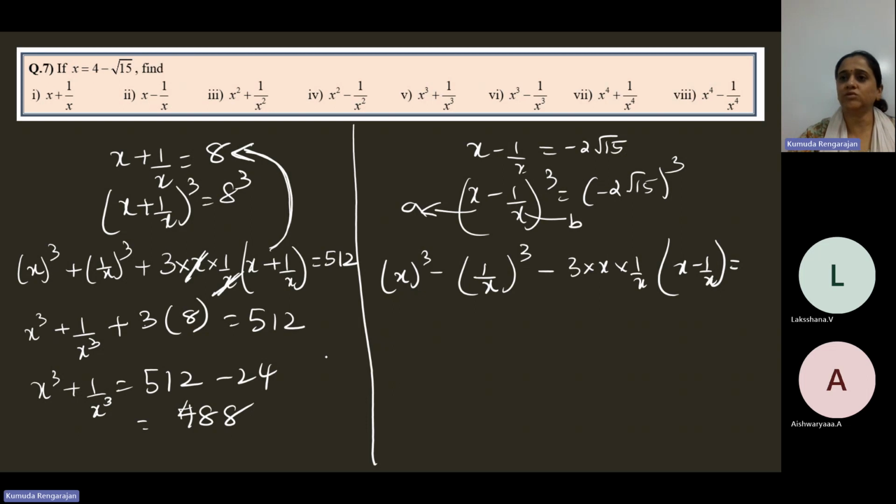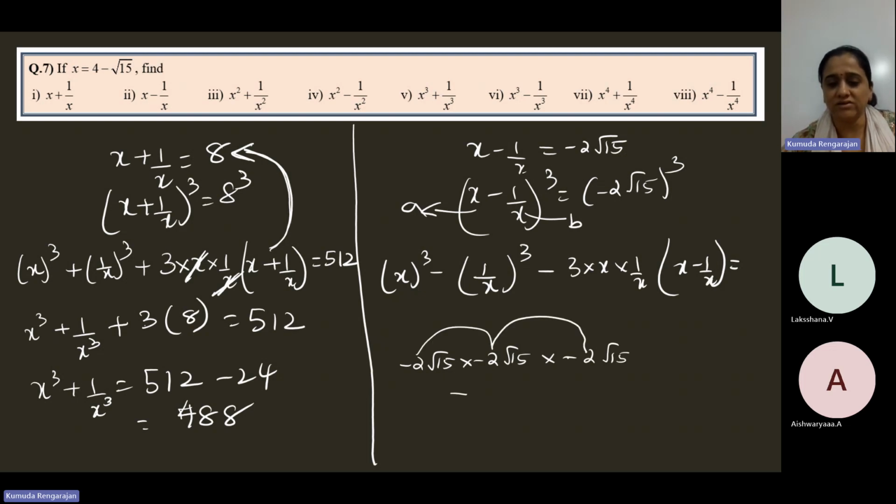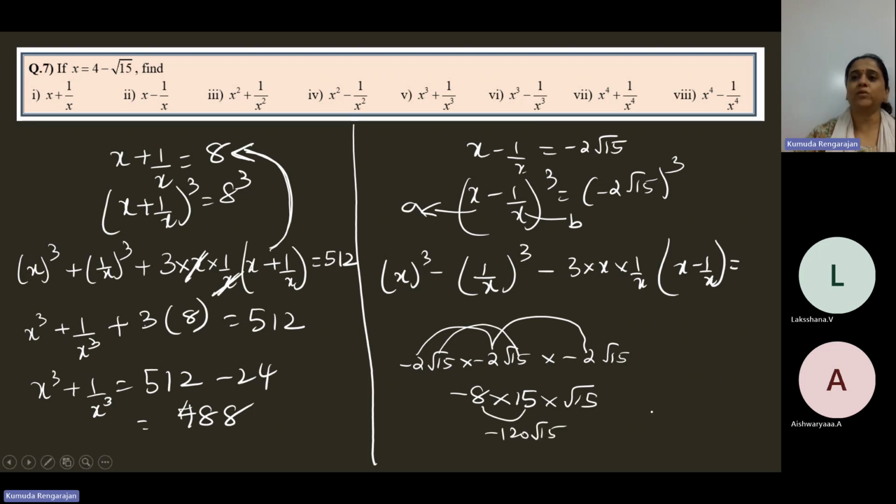Now what is minus 2 root 15 into minus 2 root 15 into minus 2 root 15? So it will be minus 2 to the 4, 4 is 8. Correct? See, first multiply the signs: 3 negative signs, so it's negative. Then 2 2s are 4, 4 2s are 8. Now multiply root 15 into root 15, which is 15. Put that 15, and this root 15 as it is. So 15 8s are 120, minus 120 root 15.